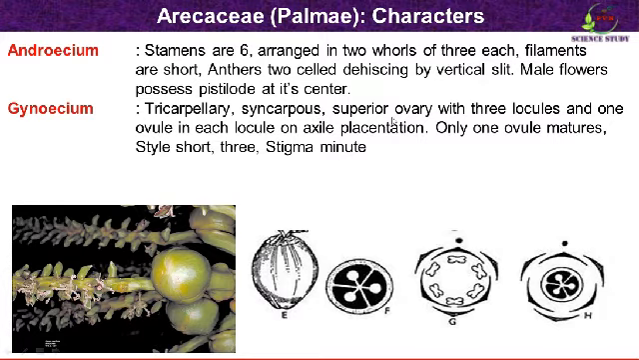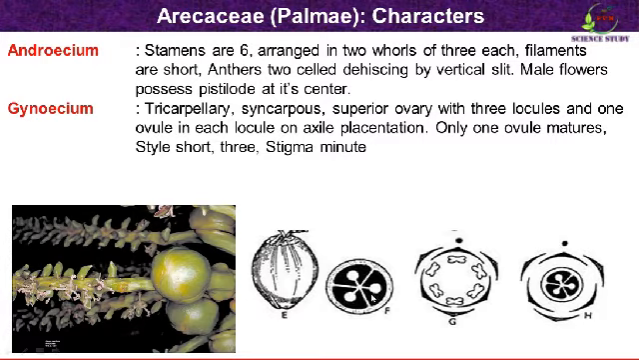Ovary is superior because ovary is at superior position, at the upper position, and all other floral parts arise from the base of ovary. Ovary is with 3 locules. So here you can see the transverse section of ovary, and here you can observe that 3 locules are present, and in these 3 locules one ovule is present on axile placentation. So this is the locule of the ovary and this is the ovule which is attached by the axile placentation.